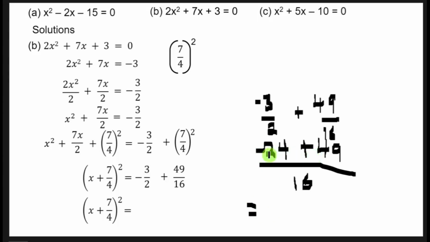So since you are adding numbers that have different signs, it is as good as subtracting the smaller number from the larger number. So in this case, we are saying 49 minus 24, which will be 25. Then the sign of the final answer must be the sign of the larger number. The larger number is positive, so this will be positive. So it will be 25 over 16. This is the reason why we have 25 over 16 here.